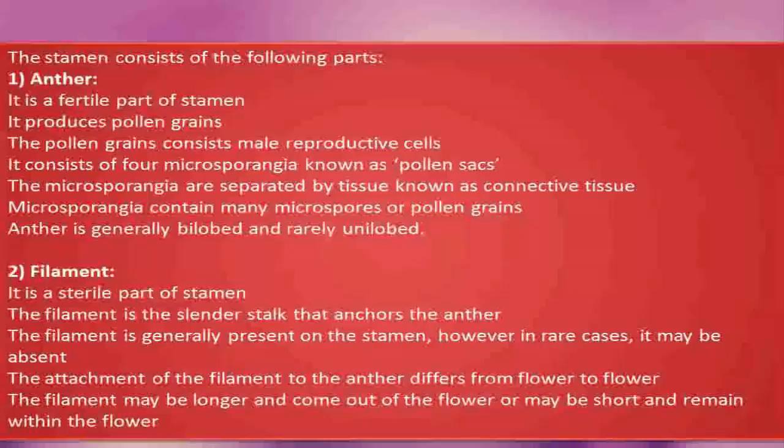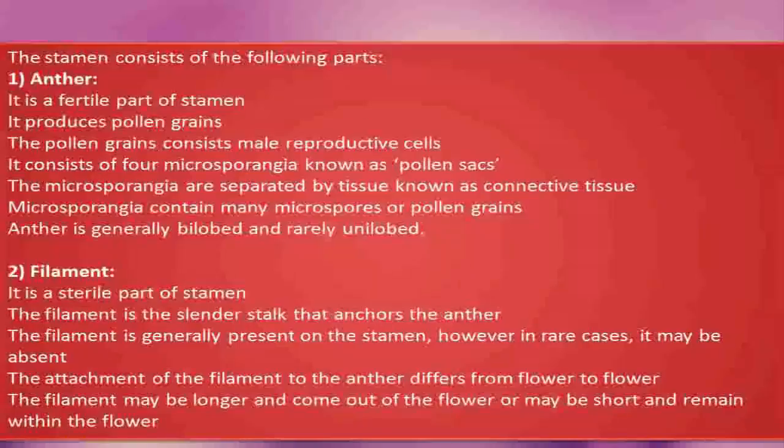Anther is generally bilobed and rarely unilobed. If the anther is bilobed, then that means it contains 4 pollen sacs, and that produces pollen grains. And if it is unilobed, then that means it contains only 2 pollen sacs. Now come to the next part of the stamen, and that is your filament.